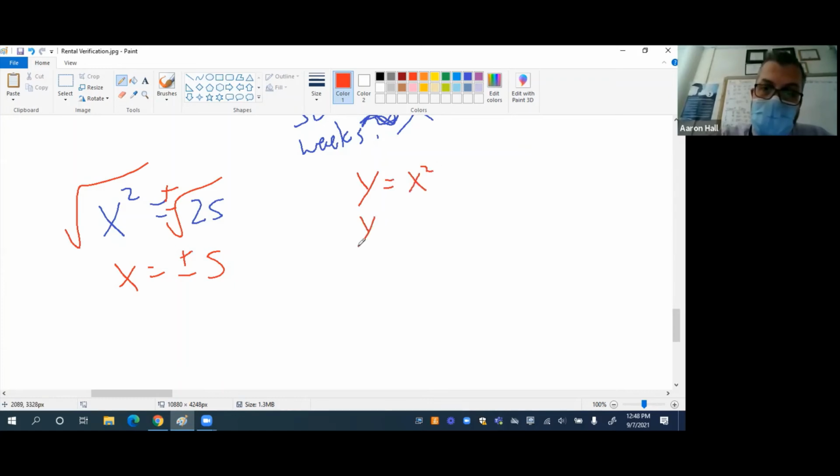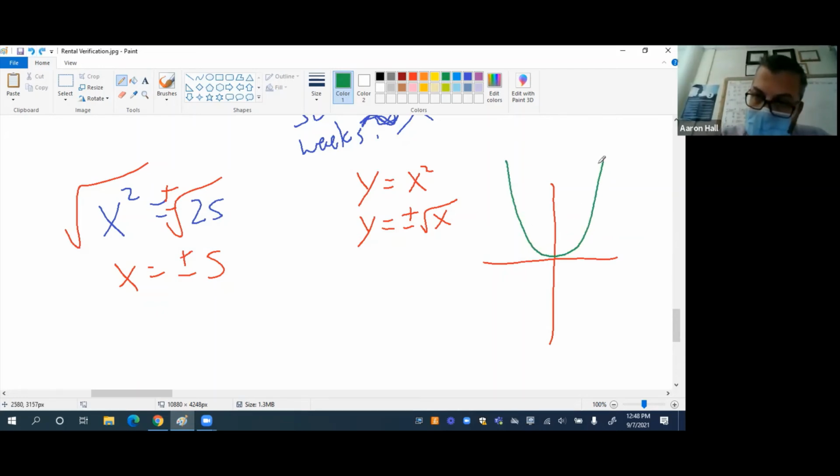So we know that the inverse of y equals x squared is going to be what? What's the inverse of squared? Square root. We're going to do plus or minus the square root of x. And what happens when we look at these relationships? This is y equals x squared.